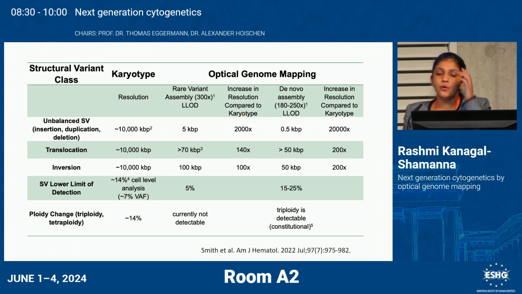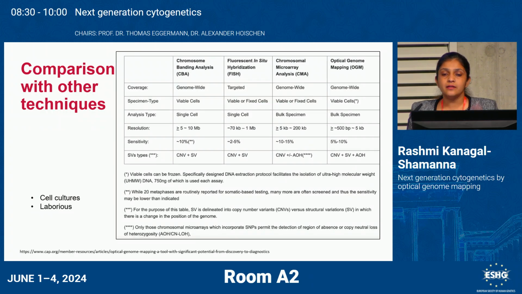Here is a point to highlight the resolution of the OGM compared to the conventional karyotyping. It depends on the type of the aberration, of course, but you can see here for a typical unbalanced SV, like a deletion or an insertion, using the de novo assembly, it's actually 20,000 times higher resolution than the conventional karyotype.